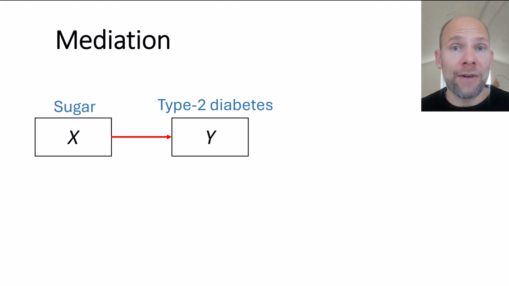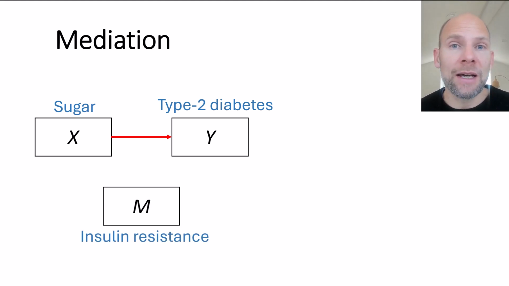Now the effect of sugar consumption on diabetes may not be a direct effect, or not only a direct effect, as is shown here by the red path. In addition, there may be a mediator variable that leads to an indirect effect of sugar consumption on causing type 2 diabetes, and that may be insulin resistance.